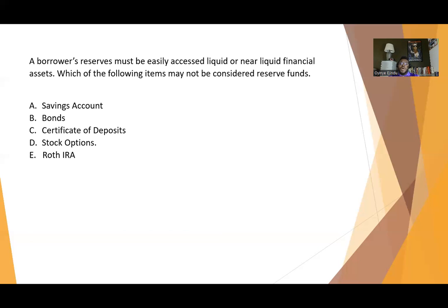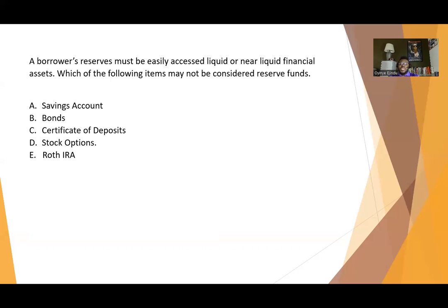The next question: a borrower's reserves must be easily liquid or near liquid financial assets. Which of the following items may not be considered reserve funds? So back to the reserve question. When we think of reserves, remember we said it has to be easily liquidated in order for us to be able to consider it as reserves. In this case, a savings account will be A, B will be bonds, C will be certificate of deposit, D will be stock options, and E will be Roth IRA. This is a pretty tricky one, so I'm very glad I hope some of you are learning from this.